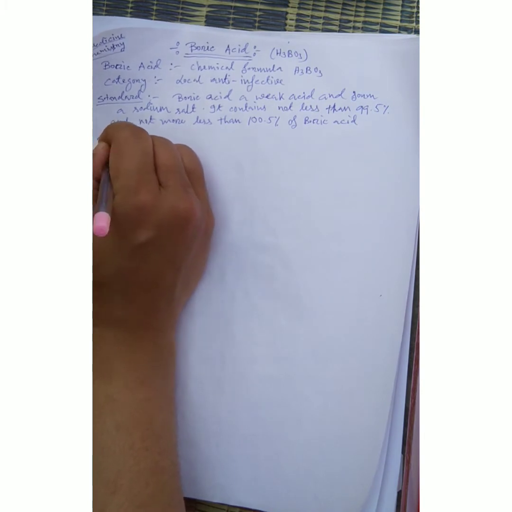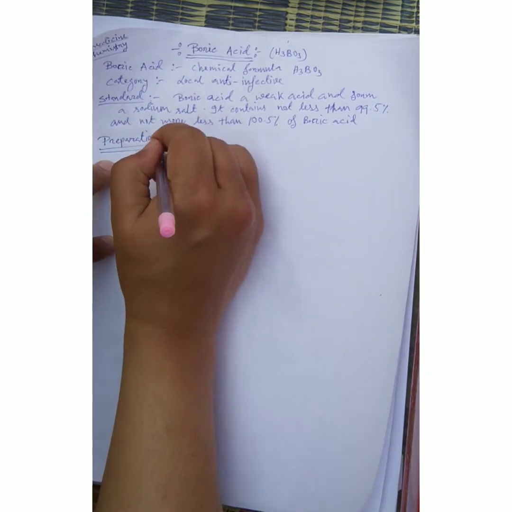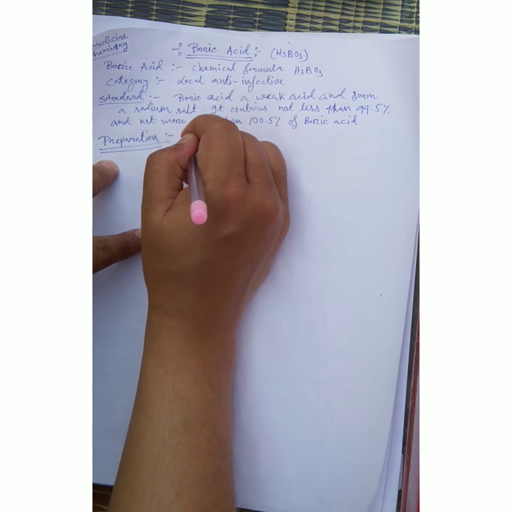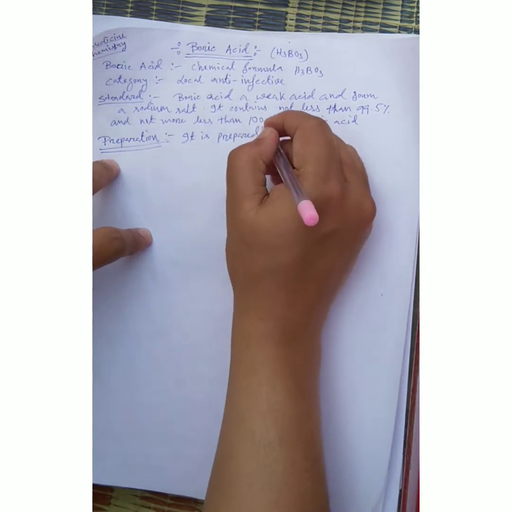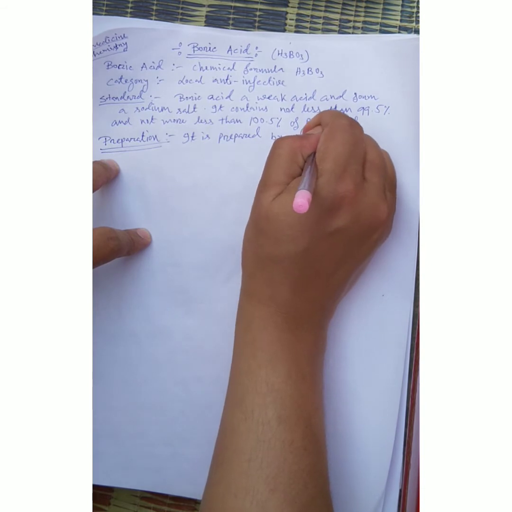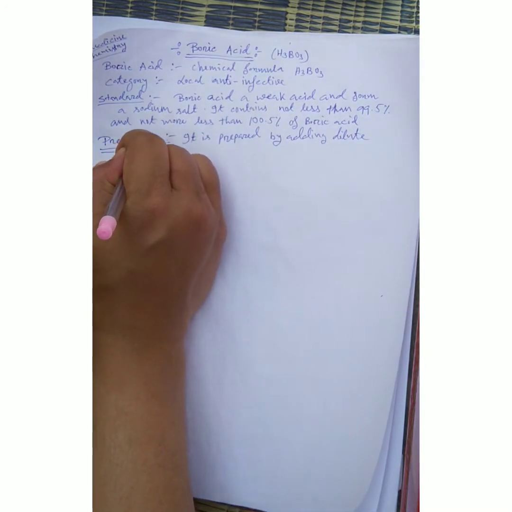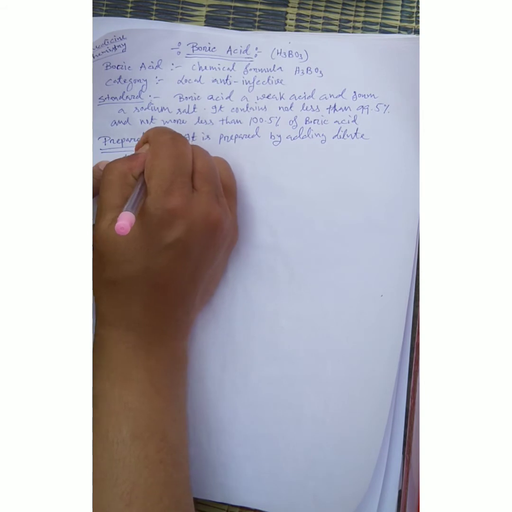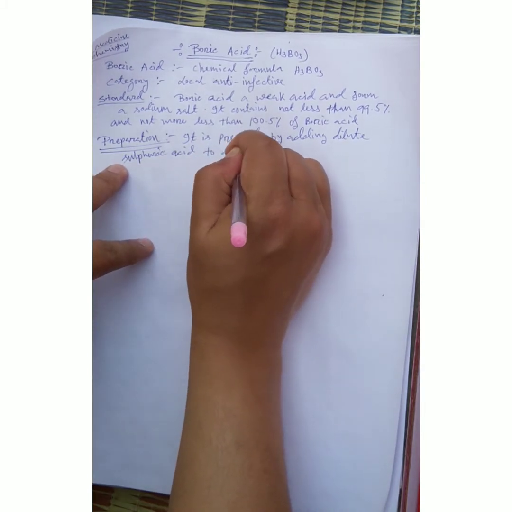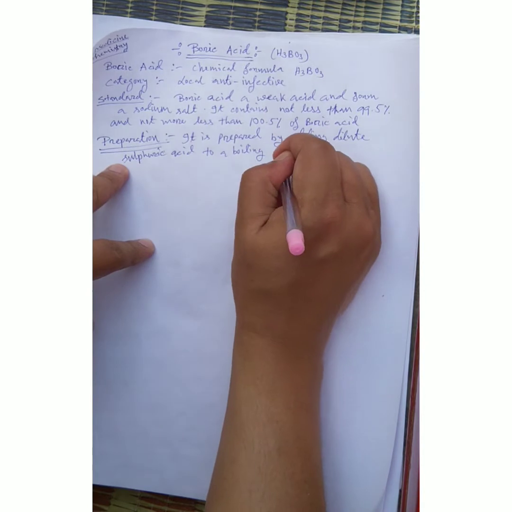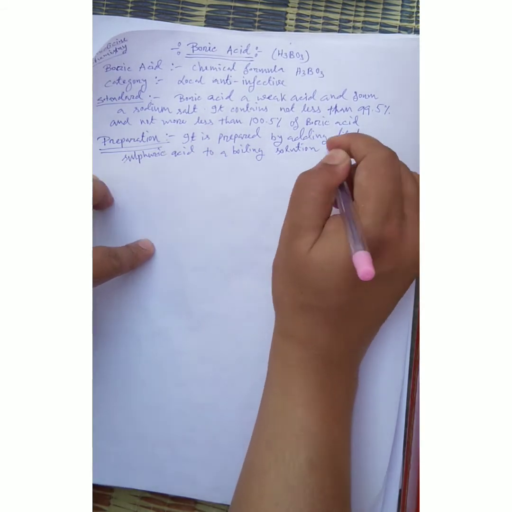Preparation. It is prepared by adding dilute sulfuric acid to a boiling solution of boron in nature.